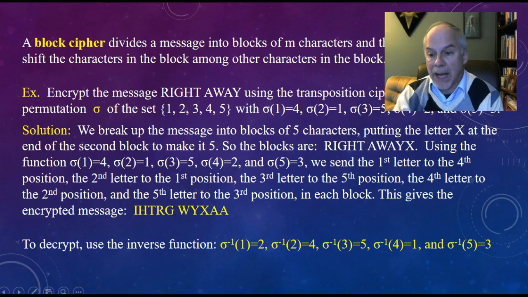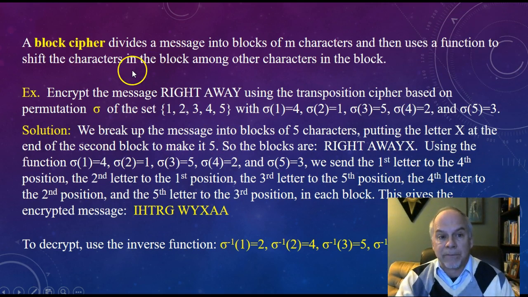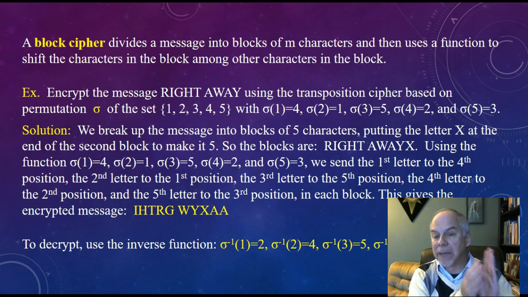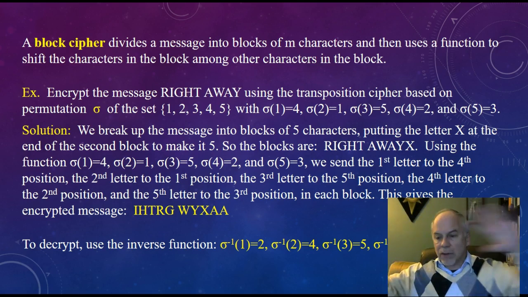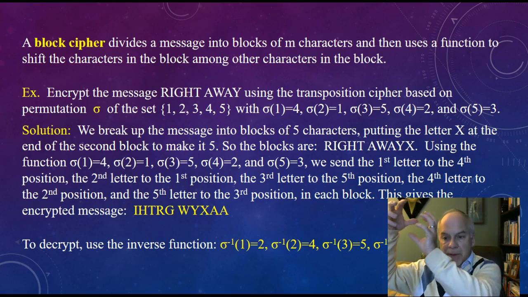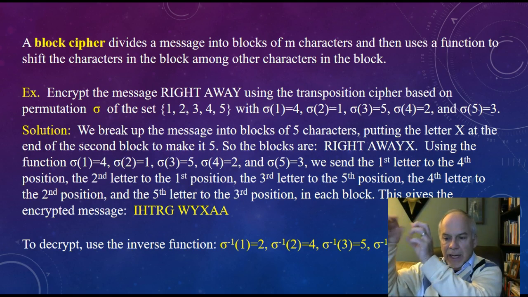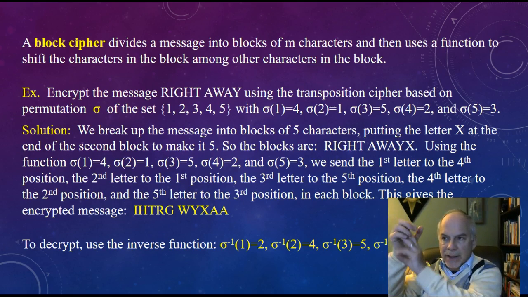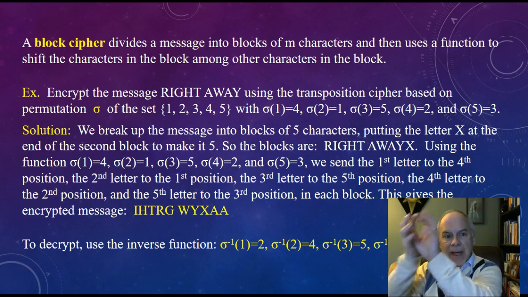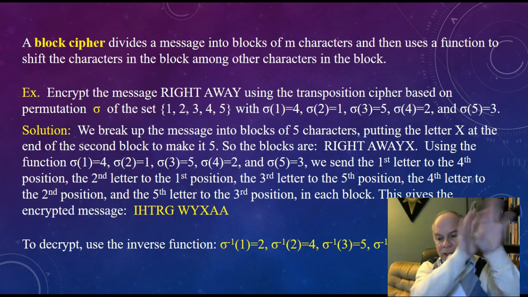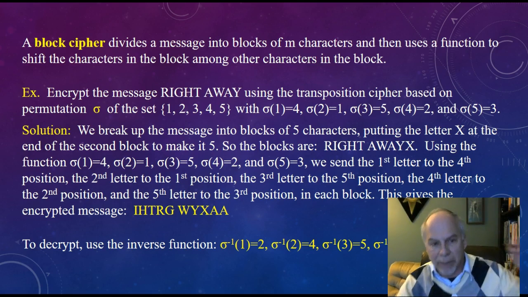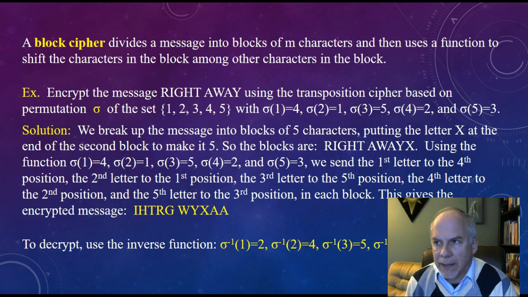All right, now a block cipher basically divides up the message into blocks of M characters and then uses a function to shift the characters in each of the blocks. So if you have this long message, we'd divide up the first several characters and shift them around, kind of like scramble the letters. And then the next block would be scrambled, and the next block would be scrambled, and the next block would be scrambled, etc. And then that would be sent like that.